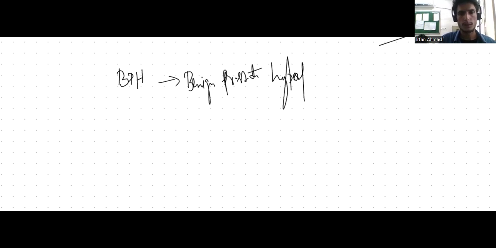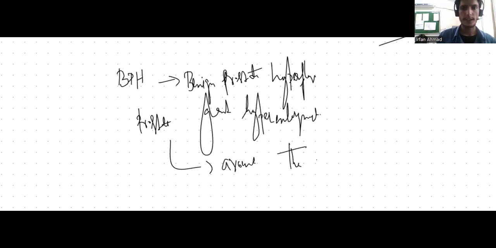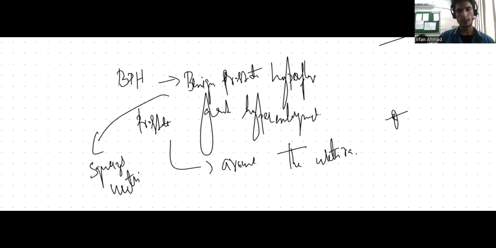Okay, what does it mean? It's a gland which is present around the urethra in males. So when there is gland hyperplasia, hypertrophy, or enlargement, it squeezes the urethra because it's around the urethra, and decreases urine flow.